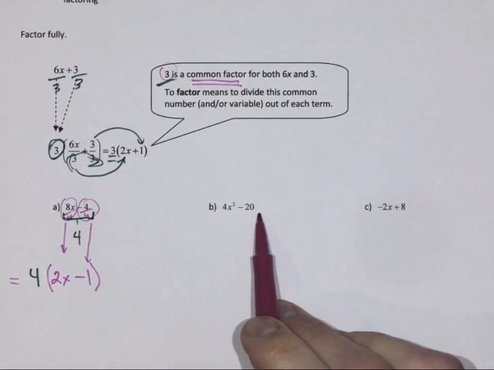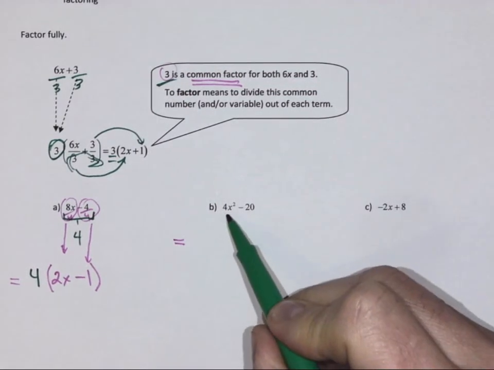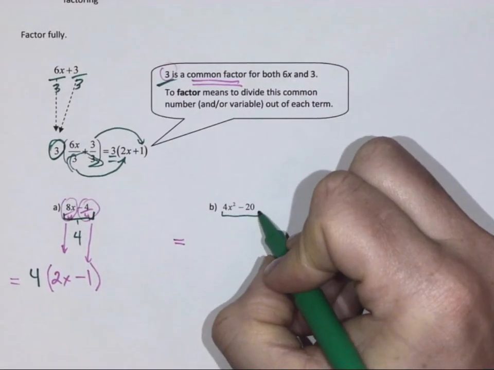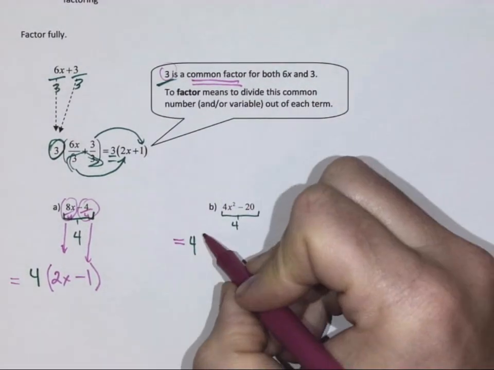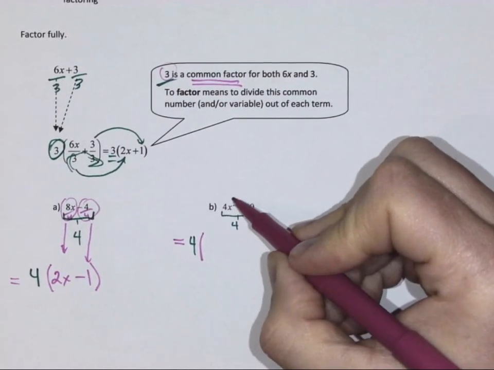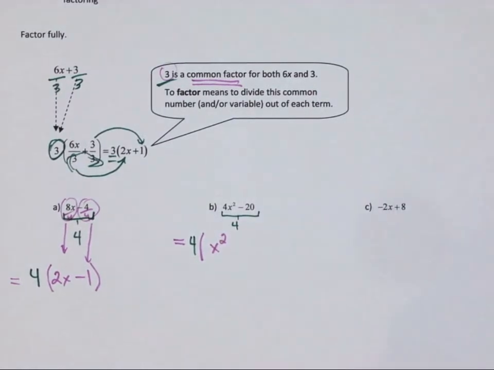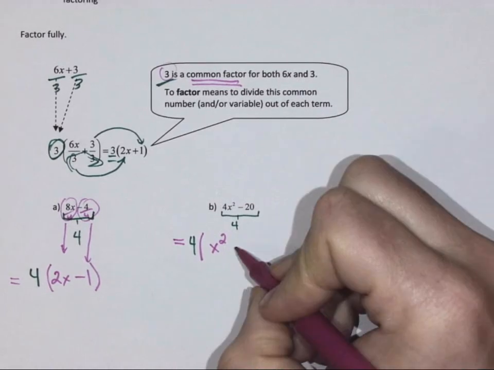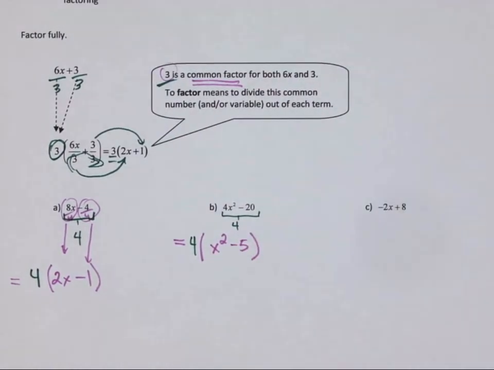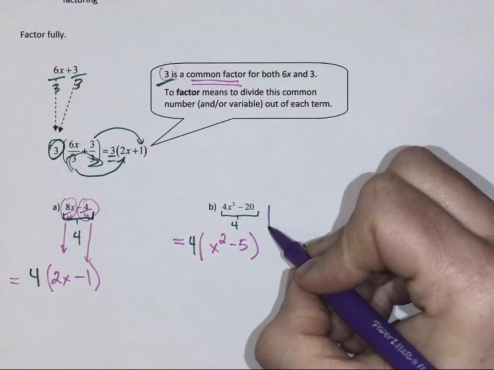So I want to factor fully. Start with my equal sign. I look for the biggest number that can go into 4x squared and -20, and the biggest number again is 4. So that 4 doesn't disappear, it goes in front. I start a bracket and I say 4x squared divided by 4 is 1x squared. I just need to show x squared. I don't need to write my coefficient of 1. -20 divided by 4 is -5. Done.